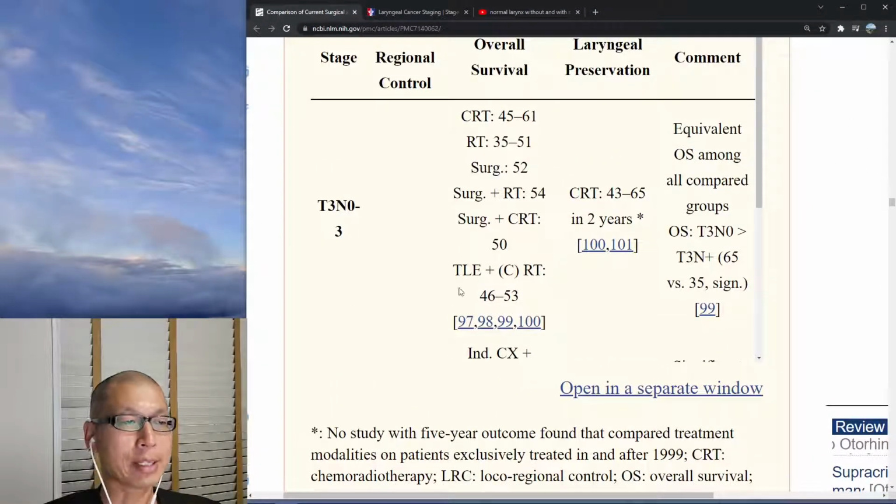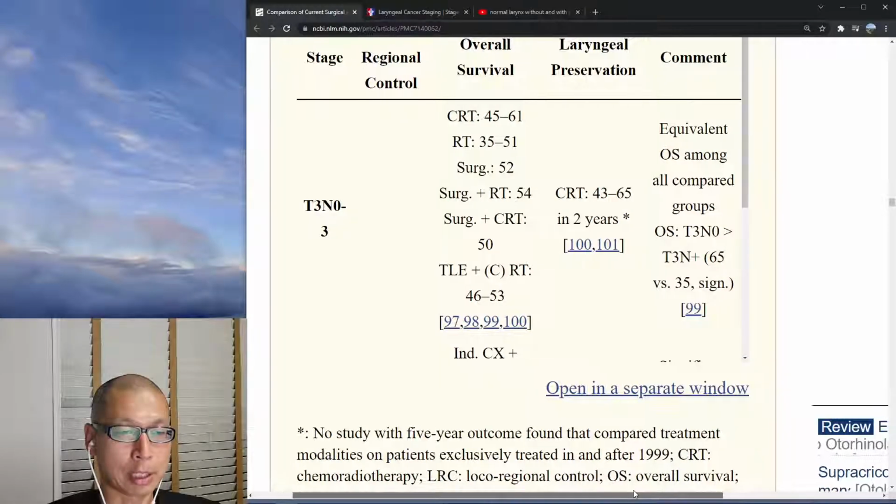Now T3 is where it's kind of a little bit iffy on what you should do. You could go multiple ways with a T3 lesion. The oncologic outcome, or the success in treating the cancer, is slightly better with surgery. So if you do surgery, you're going to have slightly better treatment of the T3. But you will lose your larynx. You will need a total laryngectomy.